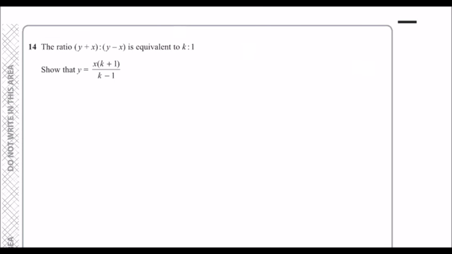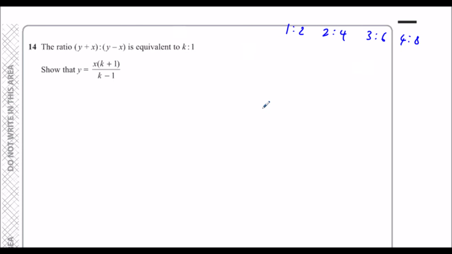Okay, question 14. The ratio y plus x to y minus x is equivalent to k to 1. So I've got equivalent ratios. When we've got equivalent ratios, that's like having 1 to 2, or 2 to 4, or 3 to 6. These are all equivalent ratios.